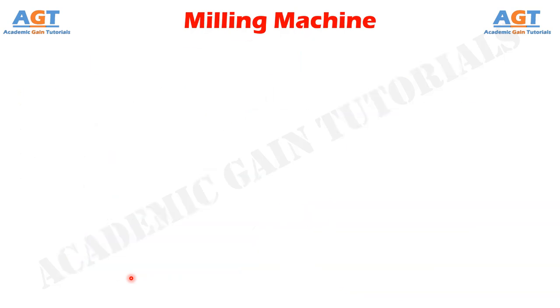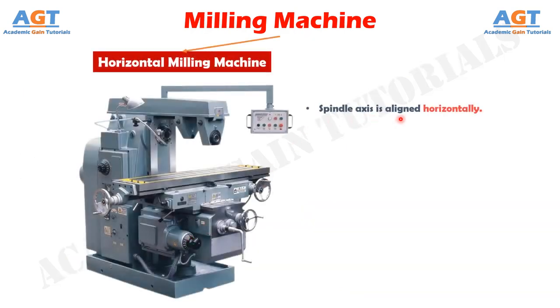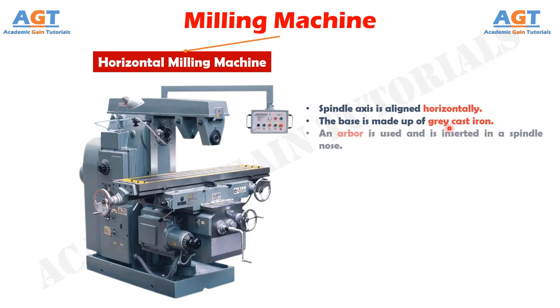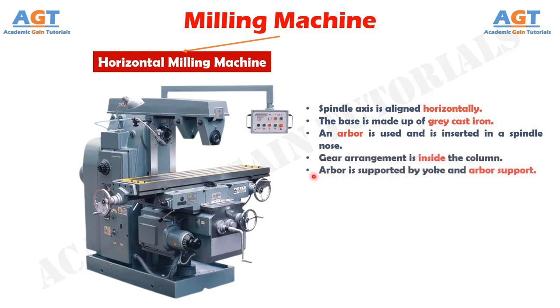On the other hand, in a horizontal milling machine, the spindle axis is aligned horizontally. The base of the horizontal milling machine is made up of grey cast iron. In this machine, an arbor is used and it is inserted in a spindle nose. The gear arrangement is inside the column. Above the column, we have the overarm. An arbor is supported by the yoke and arbor support. An arbor is chosen according to the internal diameter of the cutter.